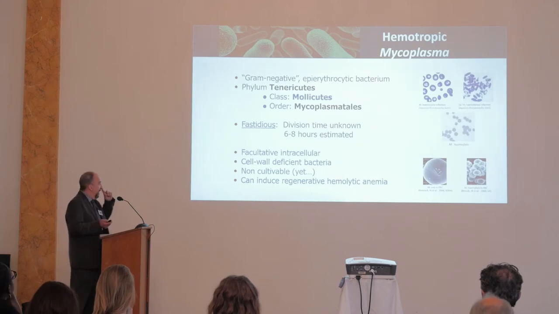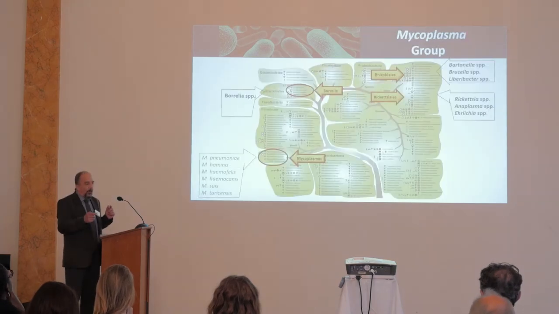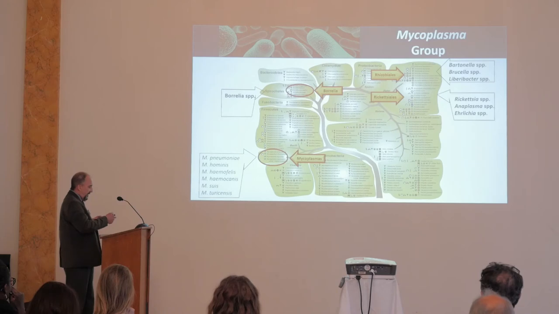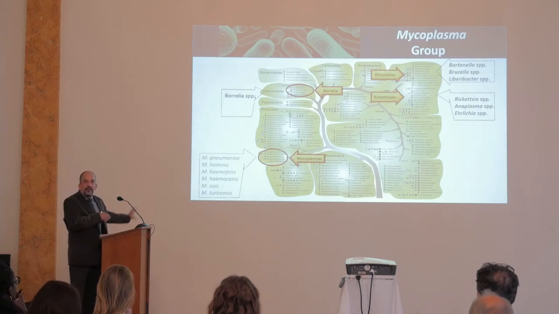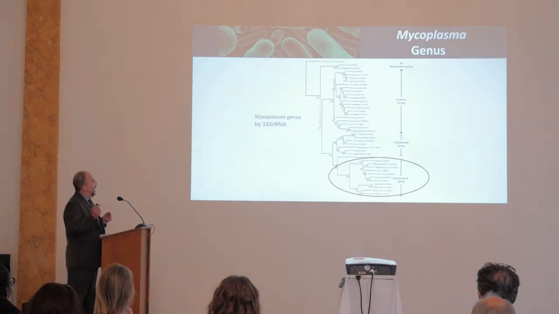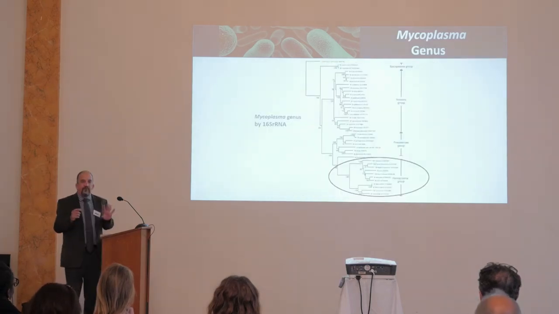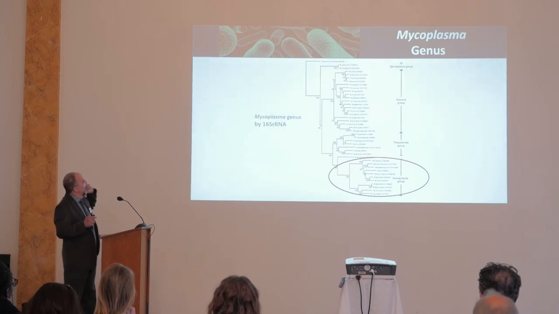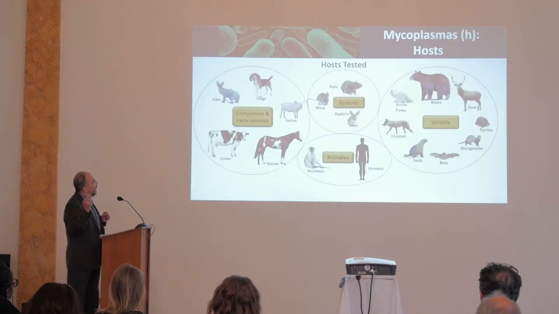And it can induce hemolytic anemia. And when I'm talking about that one, it's clear in the phylogenetic tree that it's far in this corner, not related to Borrelia, not related to the other alpha group. I'm talking about this group. It's one of the five groups of the mycoplasma group. It's the one at the bottom.